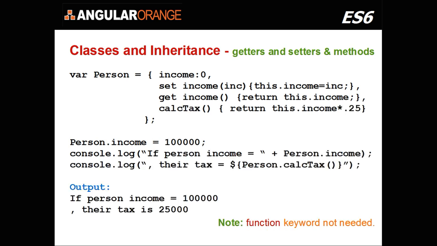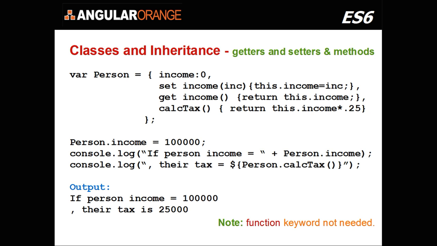And of course, there's methods. And with methods, you don't have to put the function keyword in front of it. So here, calculateTax returns this.income times 0.25.